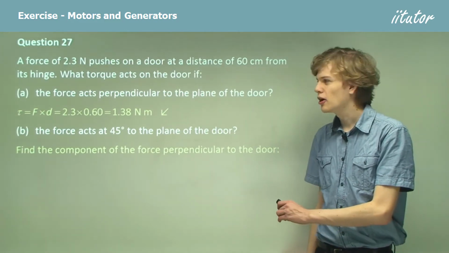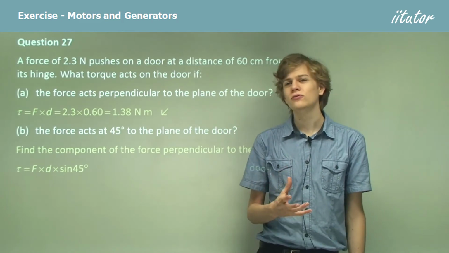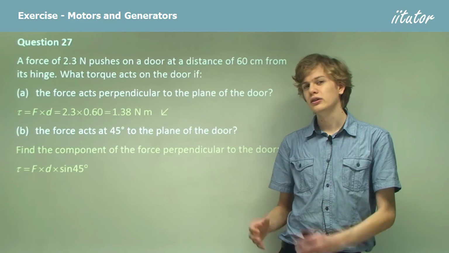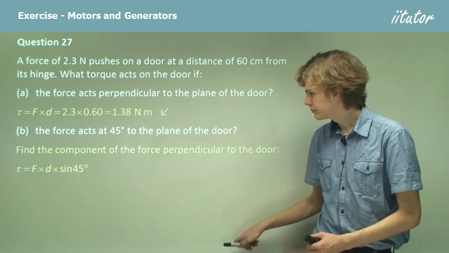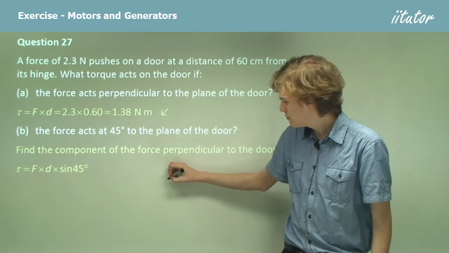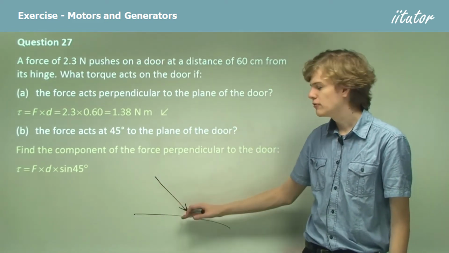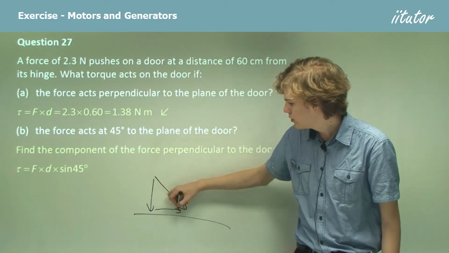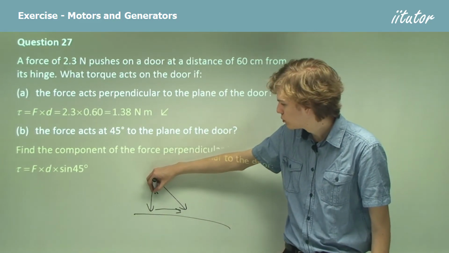Well, it's not too hard really. It'll just be force times distance times the sine of 45 degrees, because that will be the shorter edge of a triangle. If we have a force acting on the door at 45 degrees to the door, then it will be the sum of these two components, with this angle being 45 degrees.